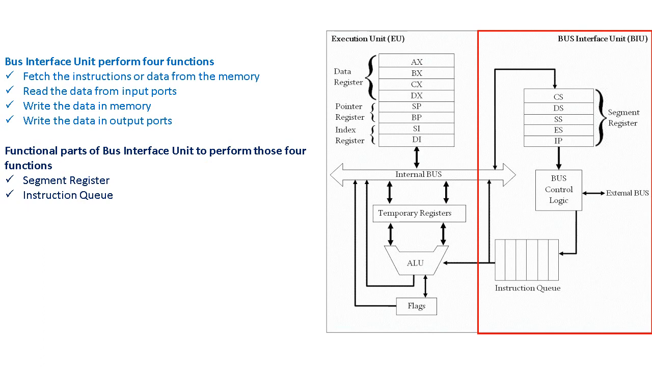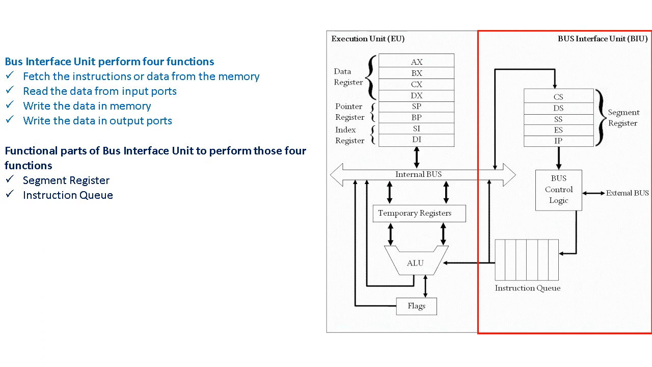It writes the data, after processing it, in the memory, that means in the RAM. So another function, that is function number 4, is to write the data in the output port. So the bus interface unit also writes the data in the output port. These are the four functions operated by the bus interface unit in the 8086 microprocessor chip.